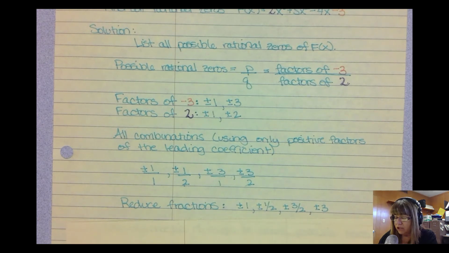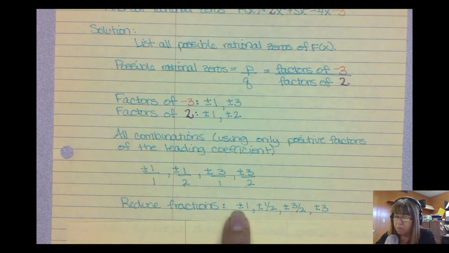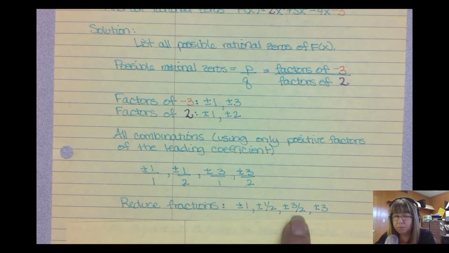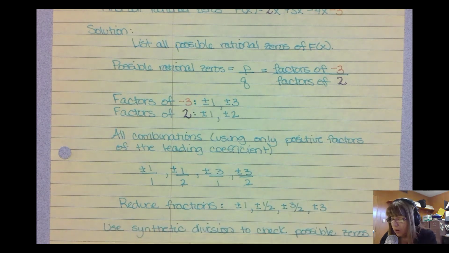Now let's reduce those fractions that we have. So positive negative 1 over 1 is just positive negative 1. Positive negative 1 over 2 is just positive negative 1/2. Positive negative 3 over 2 is positive negative 3/2. And positive negative 3 over 1 is just positive negative 3. These are all of the possible rational zeros of our function, which is kind of nice to know. We didn't do a lot of work to get there. Now we can use synthetic division to check which one of these are the factors we're looking for.